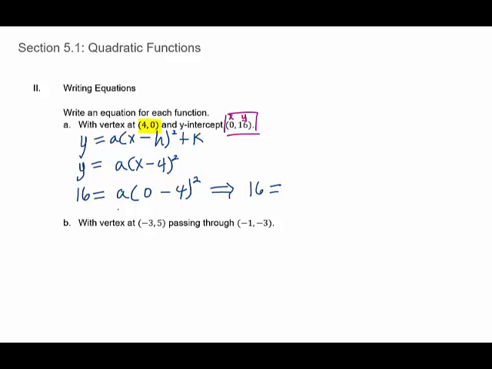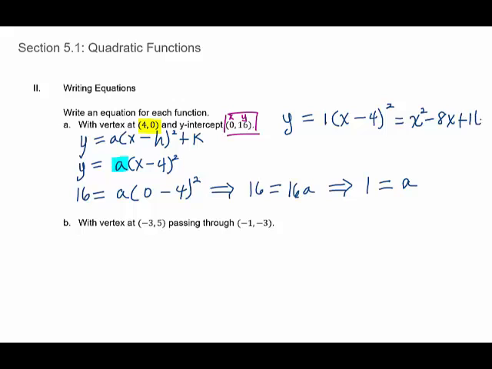So we have 16 equals a times negative 4 squared, or 16 equals 16a, and then divide both sides by 16. So a is just 1. So we will just substitute 1 for a and then simplify if possible. And that gives us the equation y is equal to 1 times the quantity x minus 4 squared, or just (x minus 4) squared. Another option is to square the binomial, and we get x squared minus 8x plus 16.